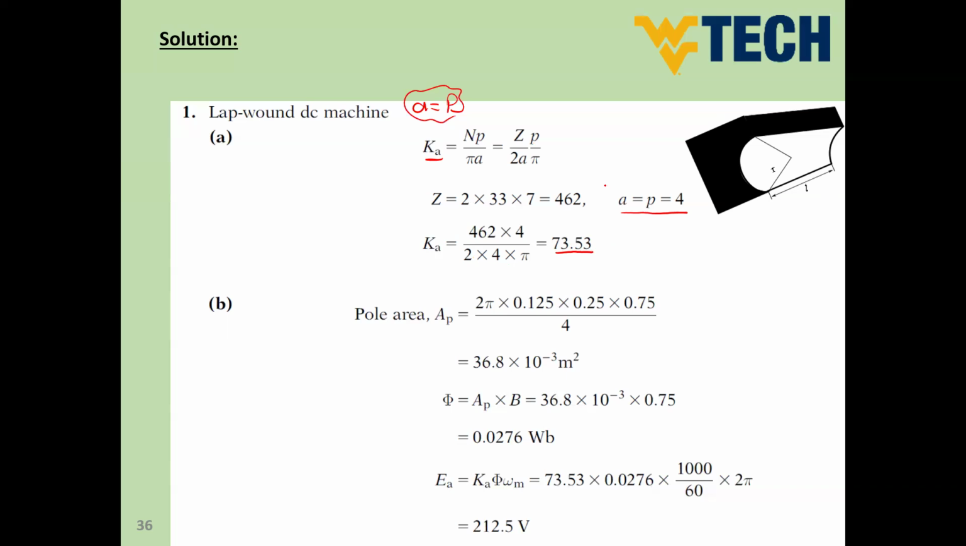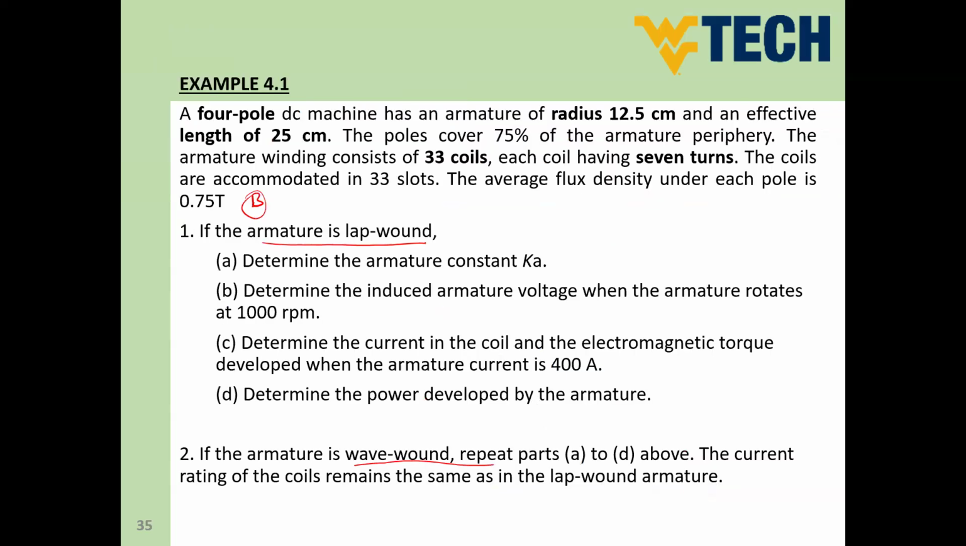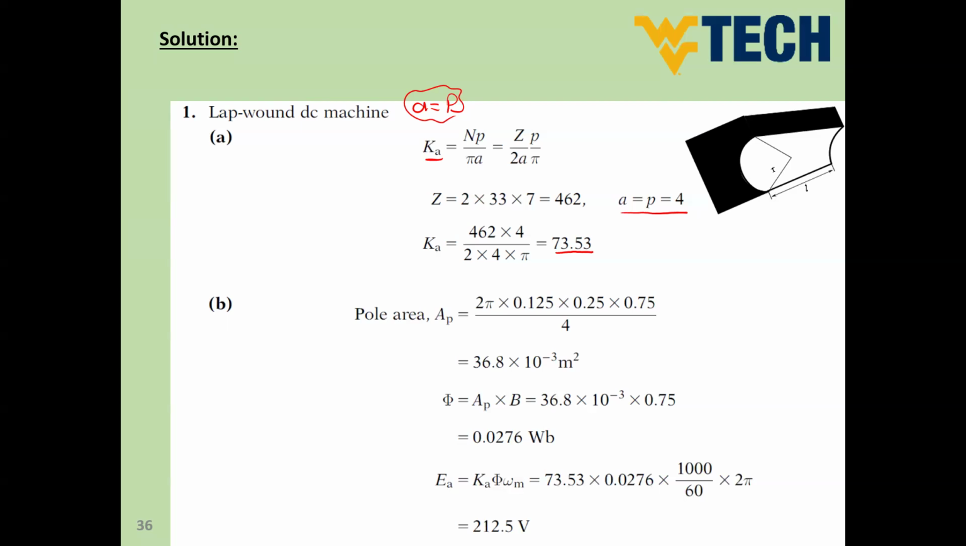Now, the second part of the question is to determine the induced armature voltage when the armature rotates at 1000 RPM. We got Ka and we need to get the armature voltage if the speed is 1000 RPM. So, firstly, we need to figure out the effective area of our machine. So this is the length of our rotor, the length of our conductor. And this is a cylindrical shape, and we have a radius R of this machine.